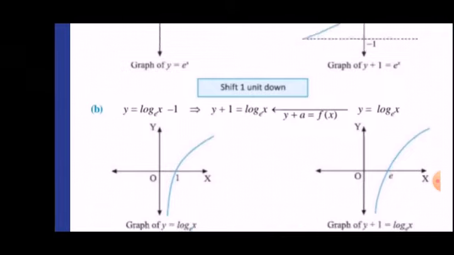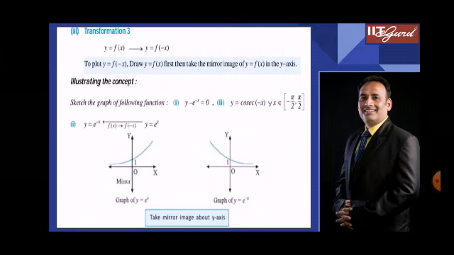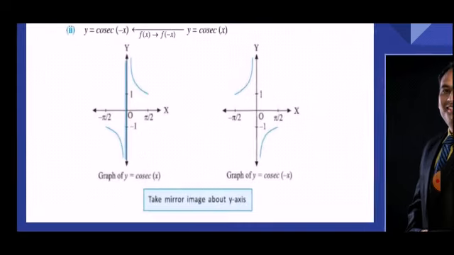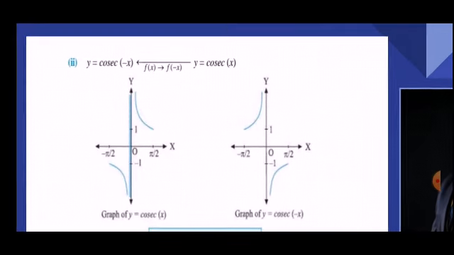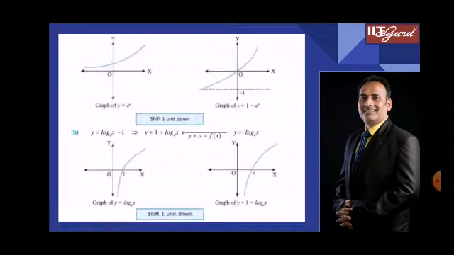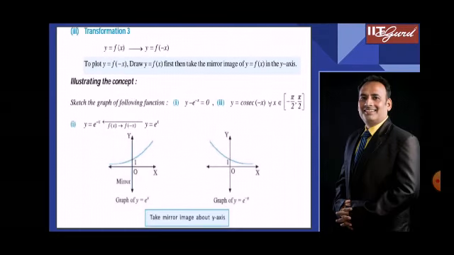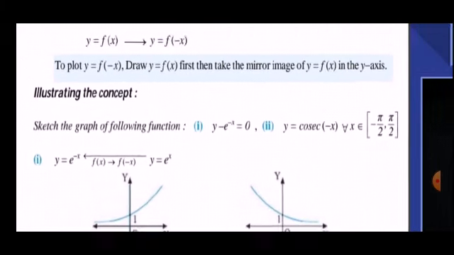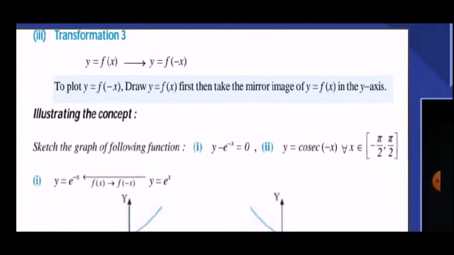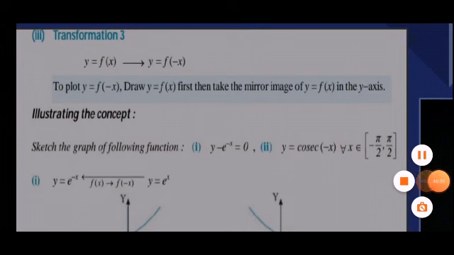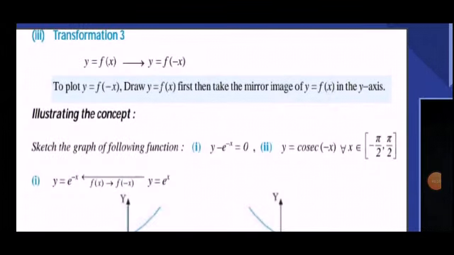One more transformation we will discuss later on, that is y equal to cosec of minus x. Okay, transformation 3. What is transformation 3? Transformation 3 is, y equal to f(x), and now we have to transform it to y equal to f(-x).